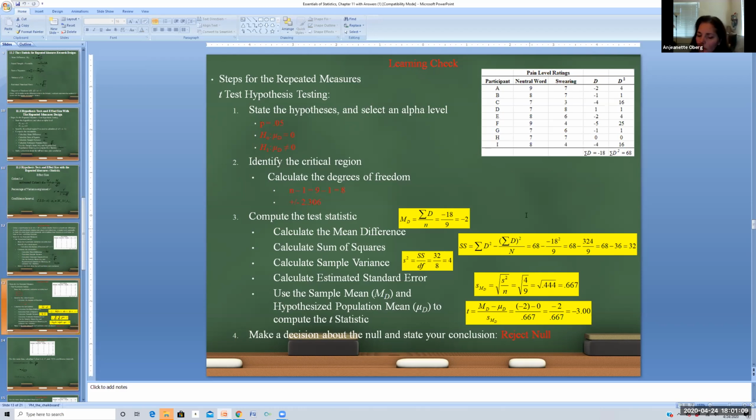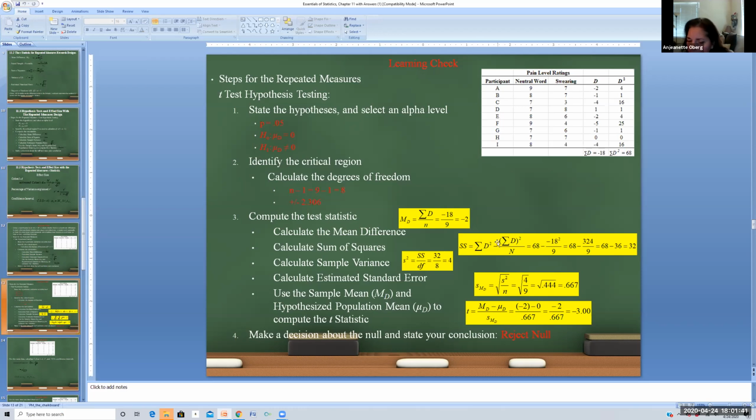Then I'm going to calculate my sum of squared deviations for my difference scores, and then I'm going to calculate my variance. Then I'm going to calculate my estimated standard error, and then I'm going to calculate my T, okay? I am literally just looking at my difference scores, which total up to negative 18. So negative 18 divided by my number of participants, 9, equals negative 2.